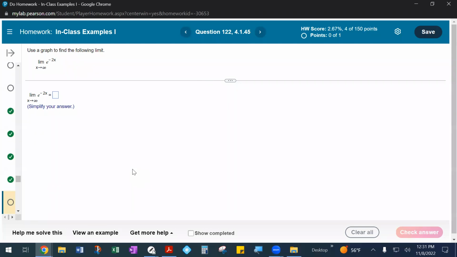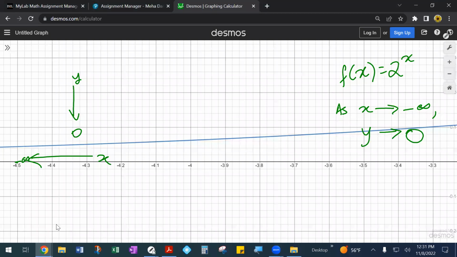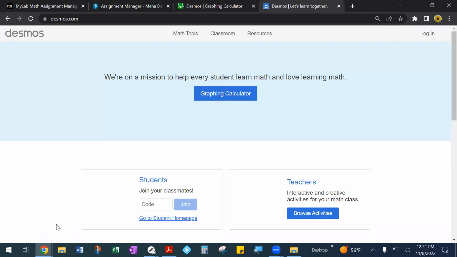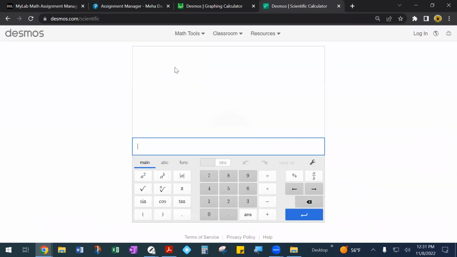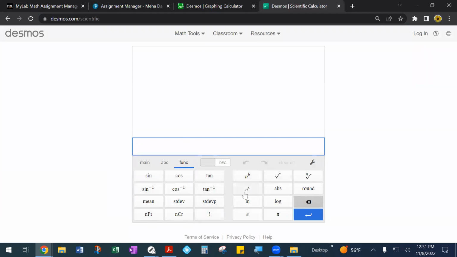Base e, we haven't really talked about base e, but if you just type in the natural number e in your calculator, there we have. So if you just type in e to the first power, you will see it comes out to be approximately 2.71828.